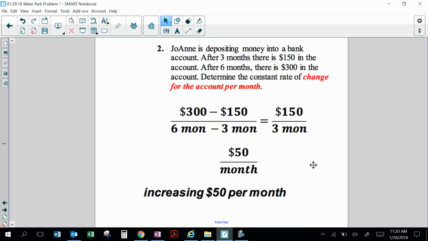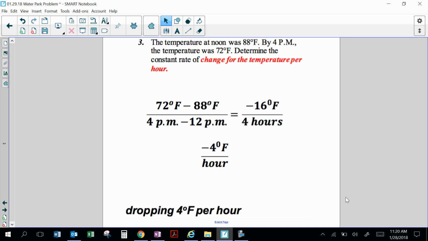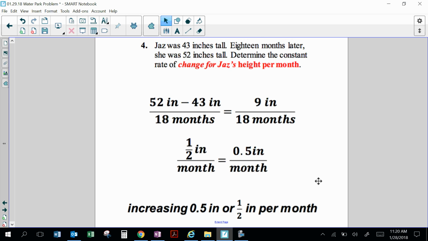Question number 2, the answer is increased $50 per month. So she had $150. After 3 months, it grew to $300. So it grew $150 in 3 months or $50 per month. That's how it changed. Number 3, the temperature at noon was 88 degrees. At 4 p.m., the temperature was 72 degrees. So that is 4 hours. So the temperature dropped 16 degrees in 4 hours, or it dropped 4 degrees per hour, or negative 4 degrees per hour.